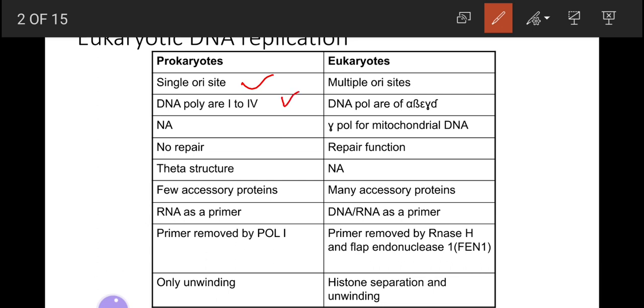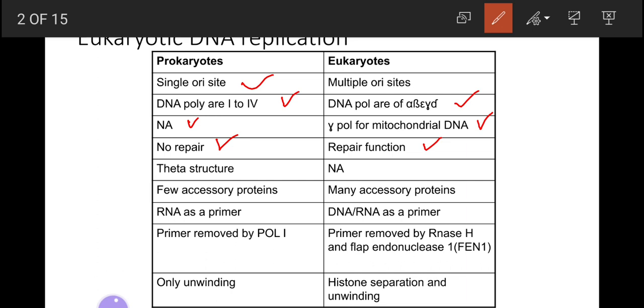DNA polymerases are DNA polymerase 1, 2, 3 and 4 in the prokaryotes, and in the eukaryotes they are alpha, beta, delta, epsilon and gamma. In the eukaryotes there is the mitochondria, and DNA polymerase gamma is needed for the mitochondrial DNA, which is not applicable in the prokaryotes. In the prokaryotes there is no repair mechanism, and in the eukaryotes there are full-fledged and well-established repair functions.